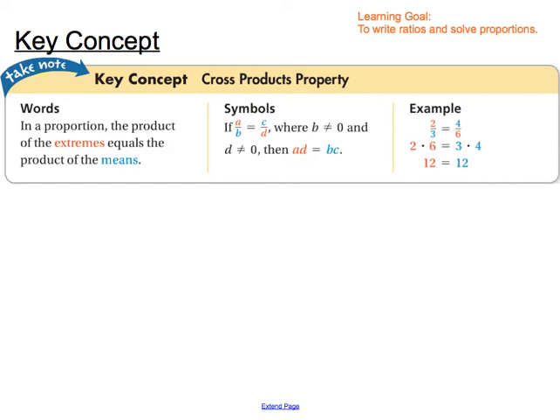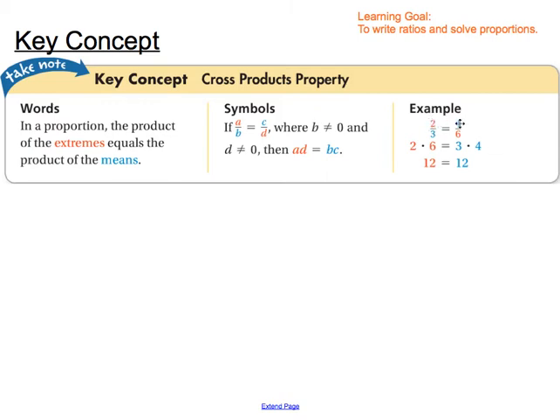One of the things that we use to solve proportions is called the cross products property. It states that in a proportion, the product of the extremes equals the product of the means. So in this case, if we look at the symbols, it says if A over B equals C over D, and both B and D aren't 0, then A times D equals B times C.